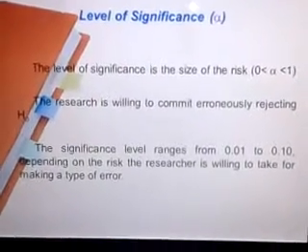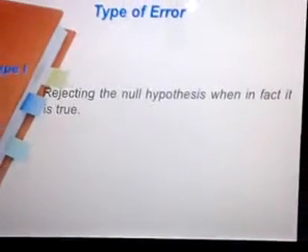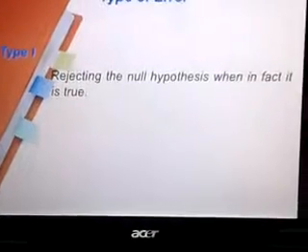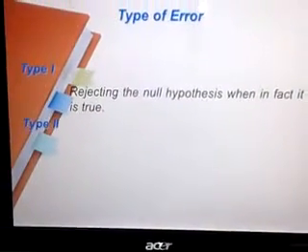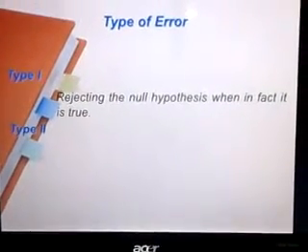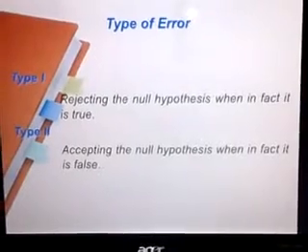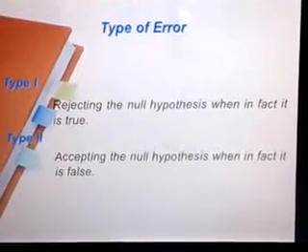a type of error. So we have two types of error. Type 1 error is rejecting the null hypothesis when in fact it is true. And secondly, type 2 error is accepting the null hypothesis when in fact it is false.